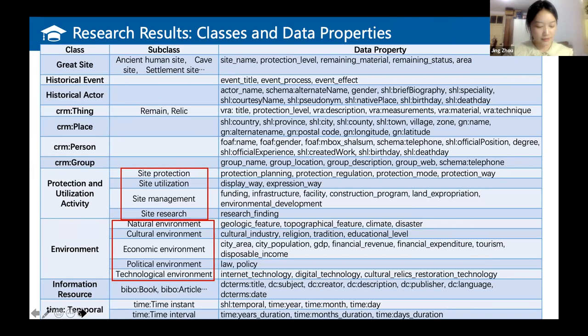And I customize their properties, trying to describe the relationship between urban development and great sites. Besides, I reuse some metadata sets and ontologies, such as the DCMI metadata, the Friend of a Friend vocabulary, Shanghai Library Names Authority ontology, GeoNames, VRA Core.